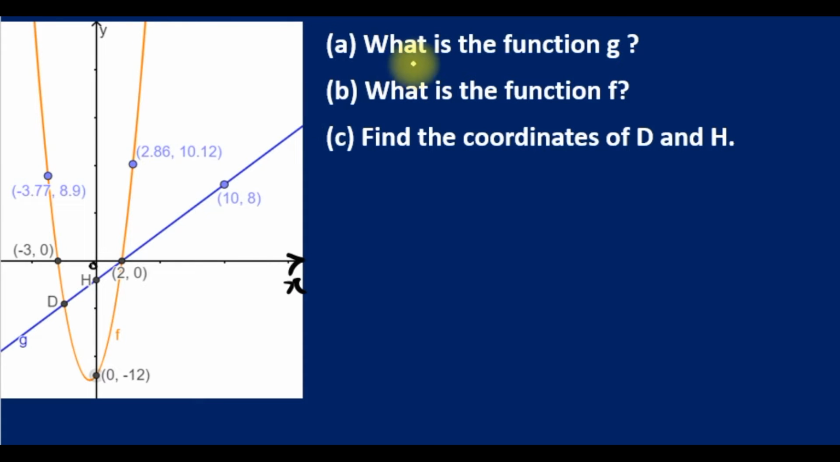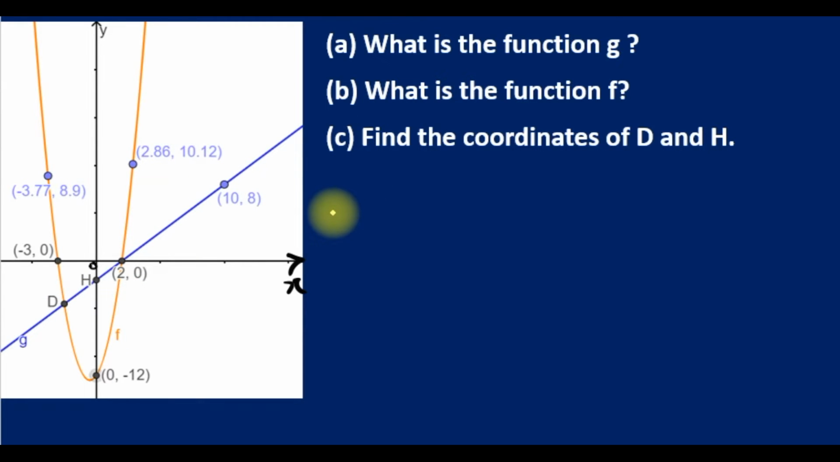So welcome back. We asked, what is the function g? The function is a straight line, and we have a formula for the equation of a straight line. As you can see, we are not given the y-intercept. As a matter of fact, we are asked to find the y-intercept, which is the coordinate h. But we are given 2 points on the line.